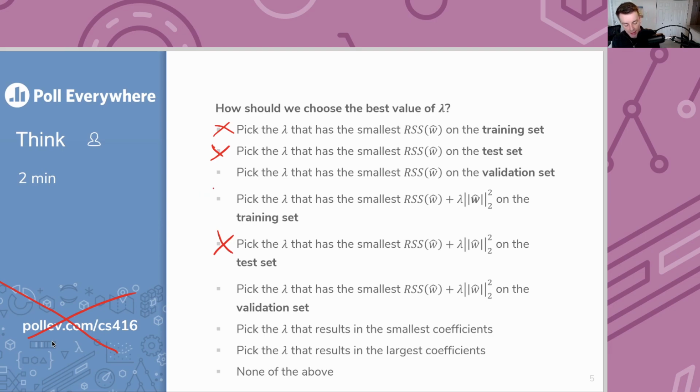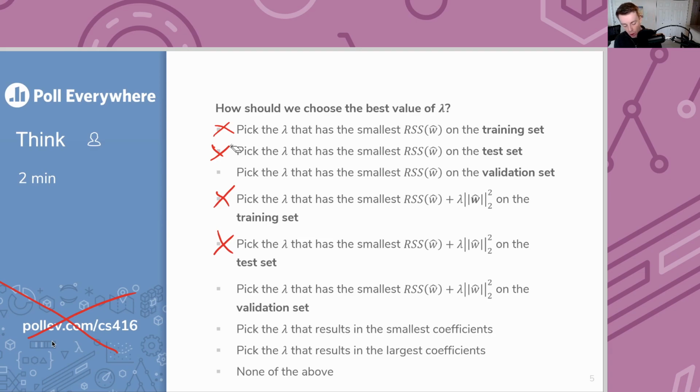Similarly, we don't want to pick something that minimizes anything on the training set, because if we choose the lambda that minimizes training error, it's always going to be the one that's overfit. Okay. Now this leaves a couple other options. One's about validation sets, and then we have a couple other about the largest or smallest coefficient.